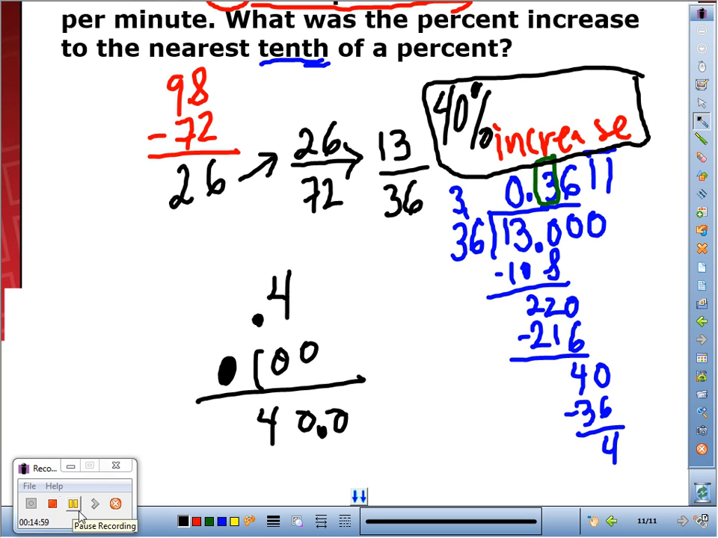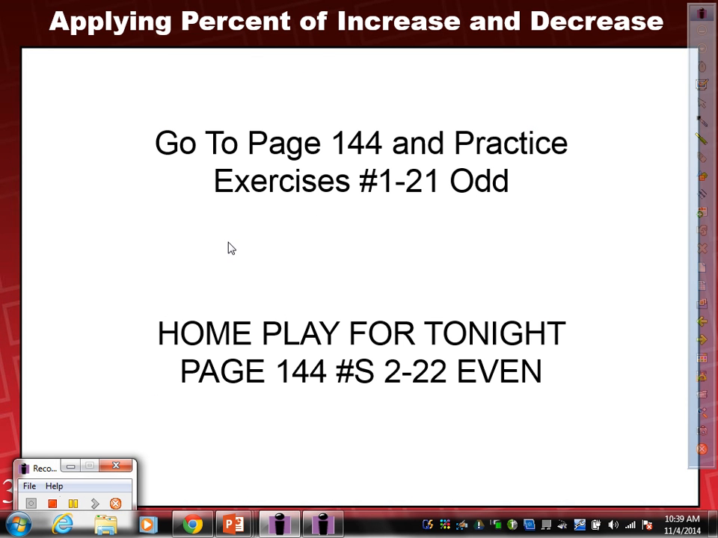Therefore, get your books out, please, and go to page 144, and I want you to practice exercises 1 through 21 odd only. And for homework, you're going to work tonight on that same page, but numbers 2 to 22 even only. Okay?